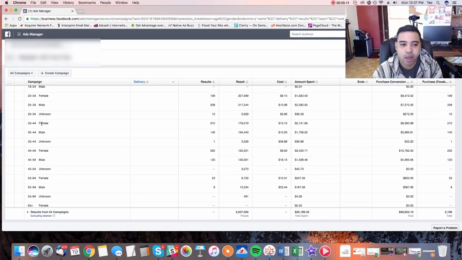Okay, we have female and male. They're both still making money. Okay, we have here another one, female 45 to 54, female and male. Okay, they're both still making money. Although this one right here, this male campaign, it's not making as much as I would like it to. Because the product cost right here is roughly around 50%.